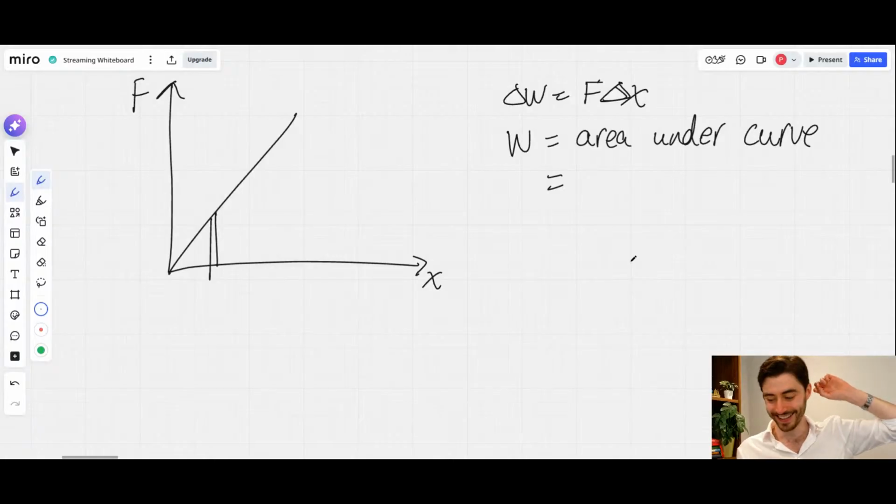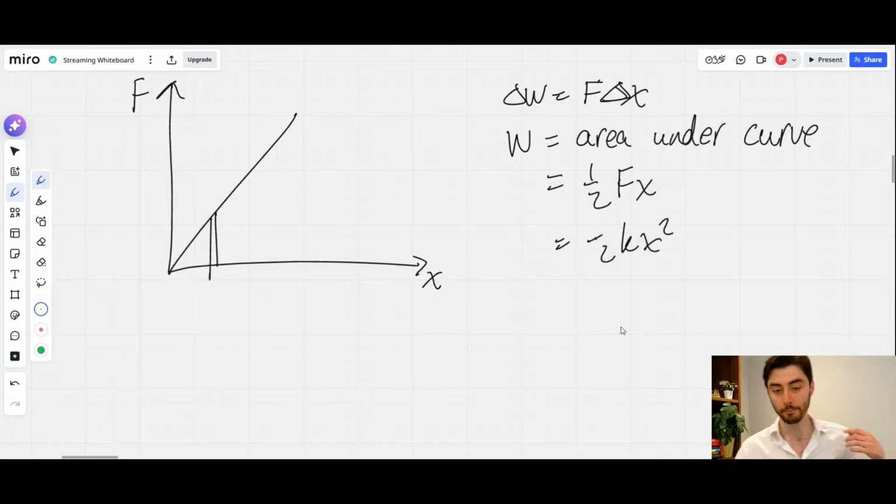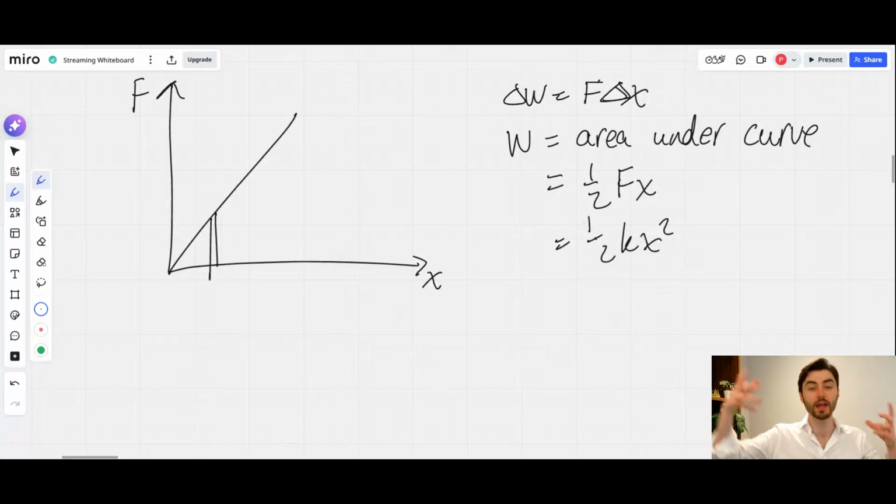So yes, the work done to extend the spring is the area under the curve. This is simply going to be a triangle, so it's going to be a half times base times height. But because F is equal to kx, you get a half kx squared. Okay, so that is the energy to extend a spring. And because this is within the elastic limit, when you take that force off, you will get back to its original shape. So that is the elastic potential energy stored by changing the shape that you can get back by removing that loading force.